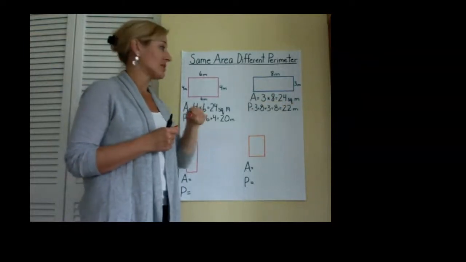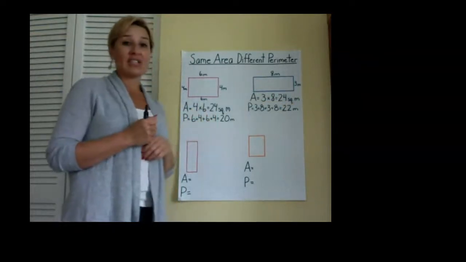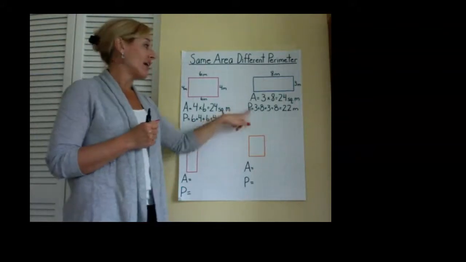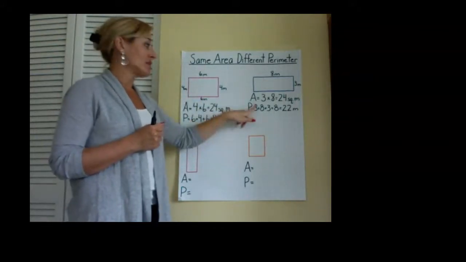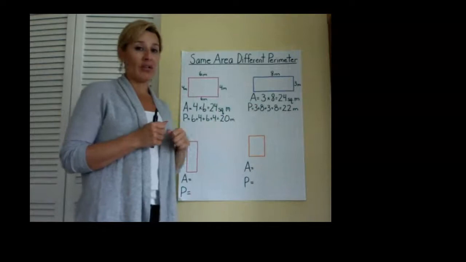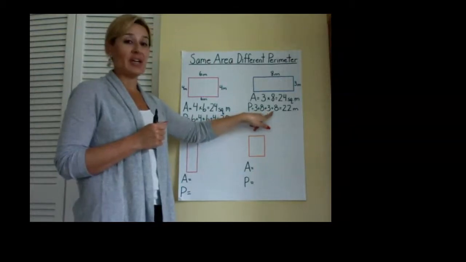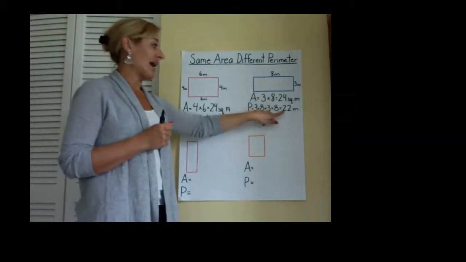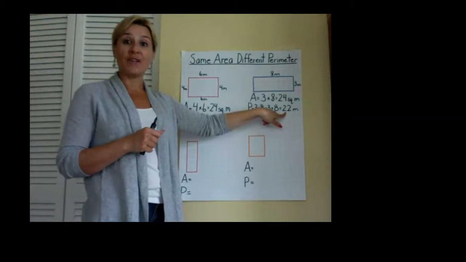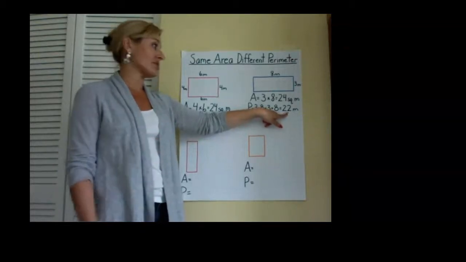Now we're going to see if we can find the perimeter, which means we're going to add up all the sides. So that's going to be 3 plus 8 plus 3 plus 8. And when I add that up, it's going to give me an answer of 22 meters.